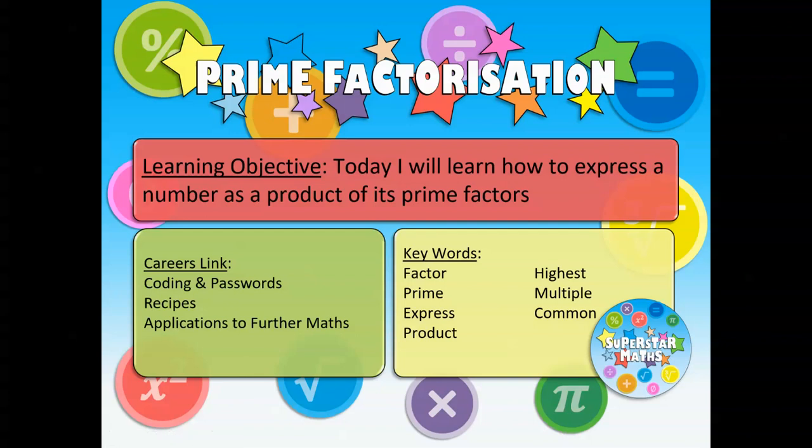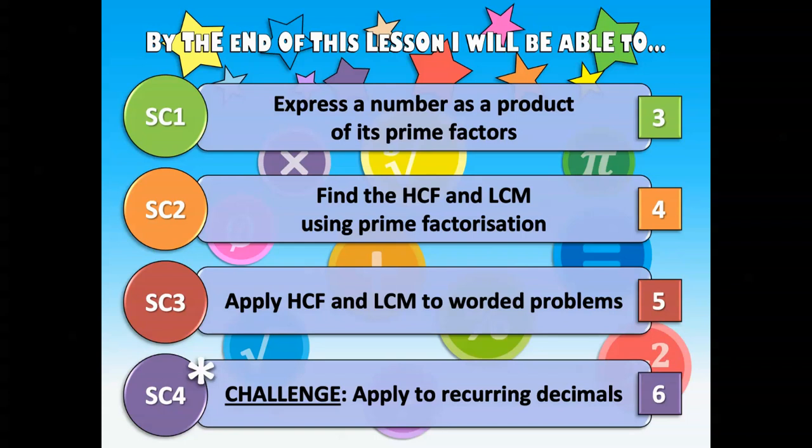Hi guys, welcome back. Today we are going to learn how to express a number as a product of its prime factors. We've got 4 success criteria, and the first one is to express a number as a product of its prime factors.